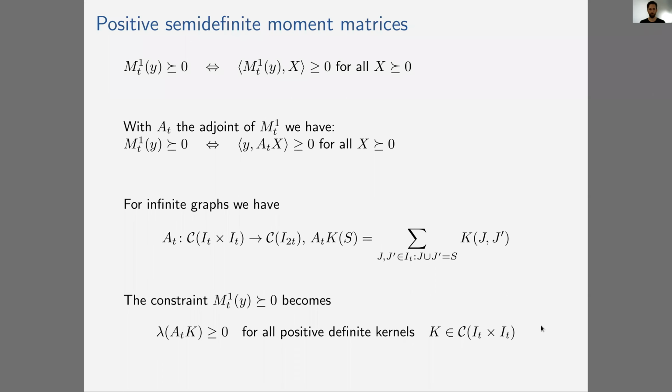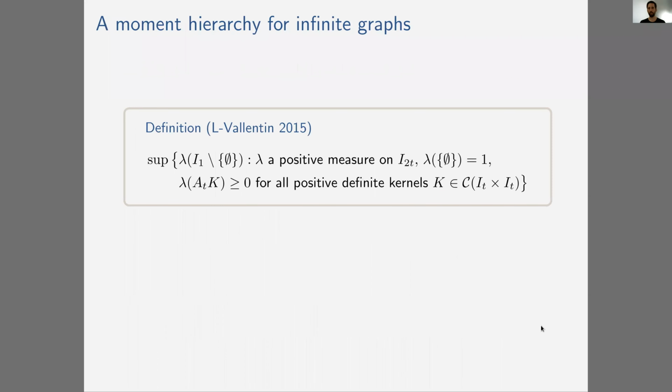Then we get the following optimization problem. Here we maximize the objective I mentioned before, lambda evaluated at the set of all singletons, where lambda is a positive measure, which corresponds to entry-wise non-negativity of y, and with the normalization condition that lambda at the empty set is 1. And then there is this positive definite condition, which is a dual way of formulating this. This is from a paper together with Frank van Atten.